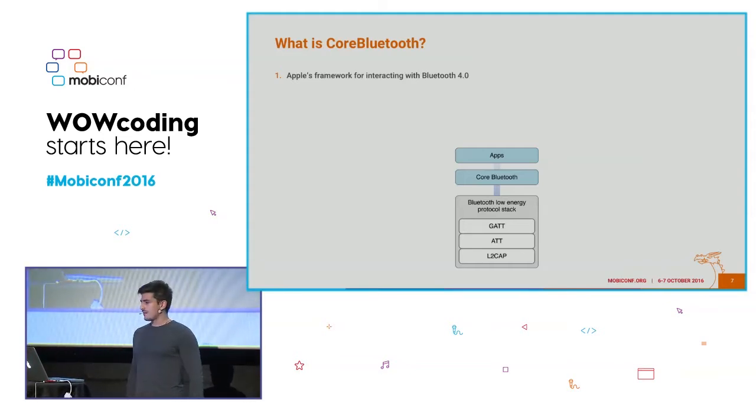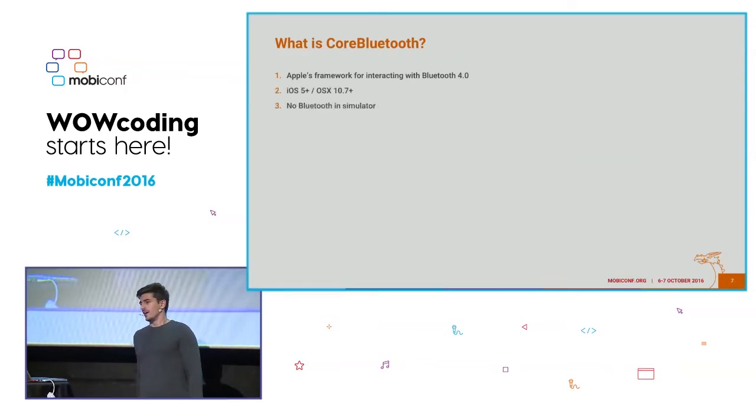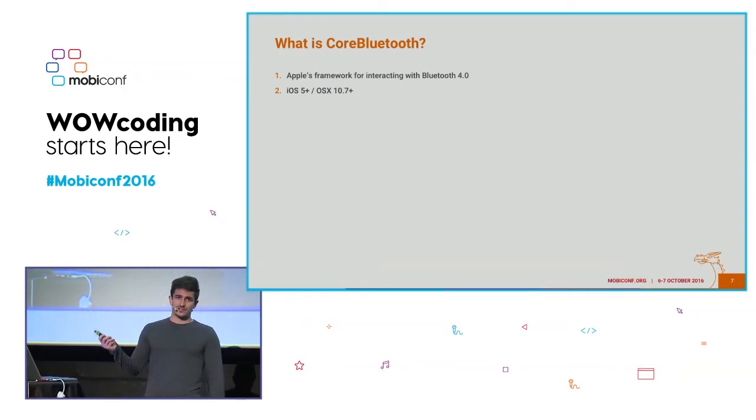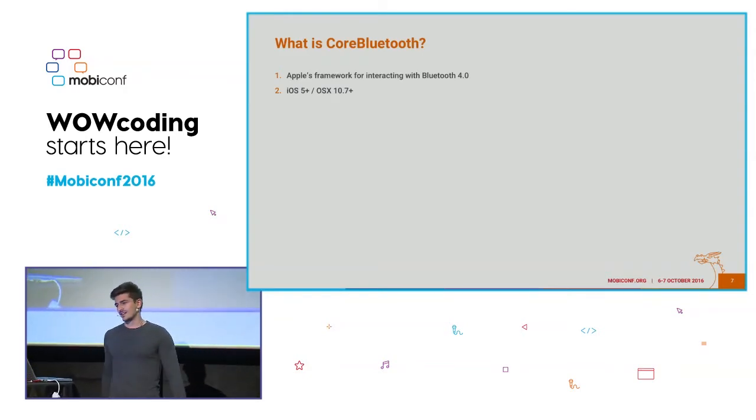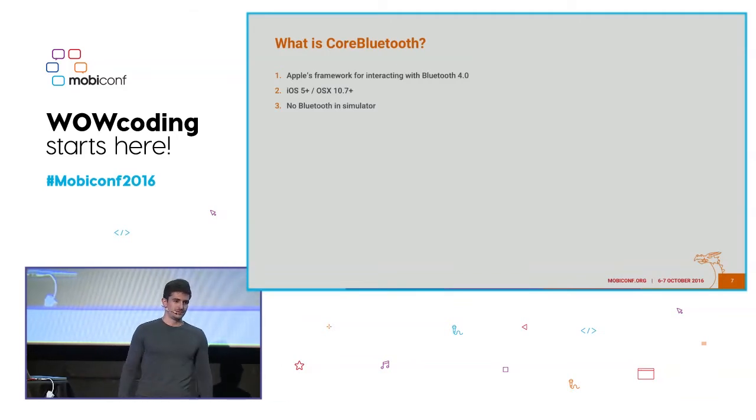And we have the Logical Link Control and Adaptation Layer Protocol. That's for the data link. It was introduced in iOS 5, OS X 10.7. You do not have Bluetooth on the simulator.